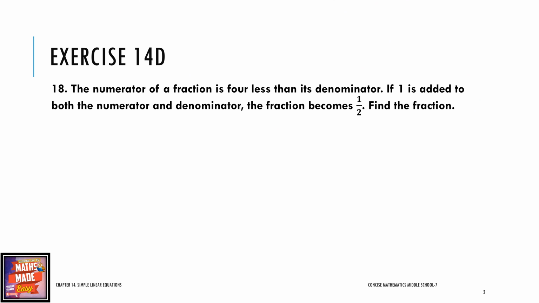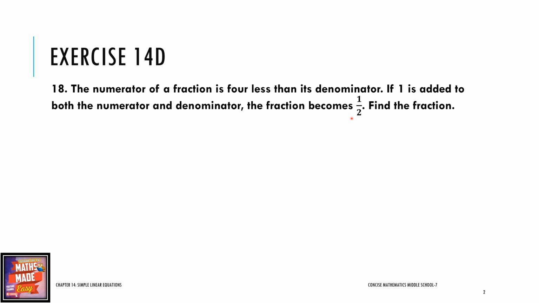Here is our 18th question. The numerator of a fraction is 4 less than its denominator. Here, what they are saying, children, first understand the question. Let me explain the question. The numerator of a fraction is 4 less than the denominator. That means the numerator is 4 less than the denominator, but they haven't given any denominator value in this question. If 1 is added to both the numerator and denominator, the fraction becomes 1 by 2.